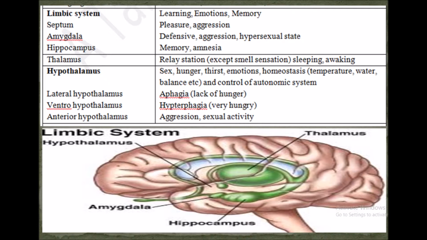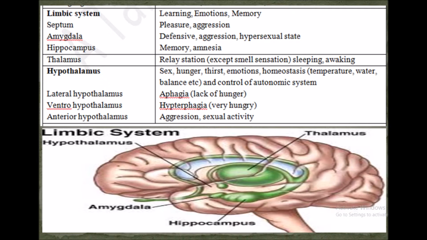Septum is involved in pleasure and aggression. Amygdala is involved in defensive state of the person, aggression, and hypersexual state of the person. And the last part of the limbic system, that is called hippocampus, is responsible for memory and amnesia. Amnesia is the disorder of the memory.